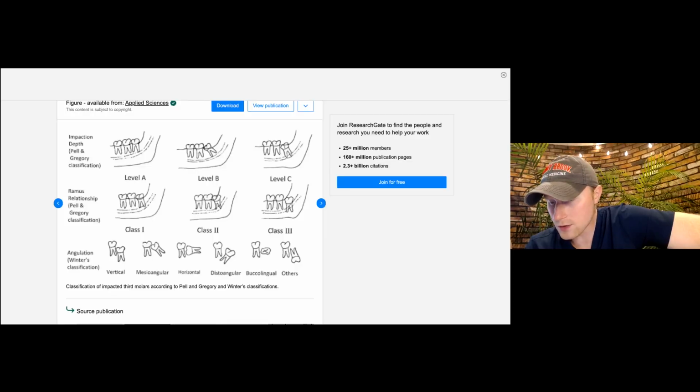Okay, let's make it quick. Sticking with the case. But I just said that the complications could be that we risk injury to the inferior alveolar nerve during extraction. Is that correct or not correct?